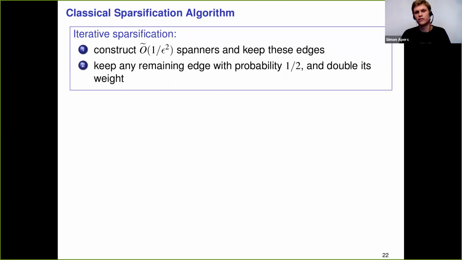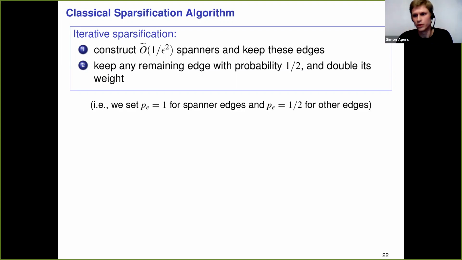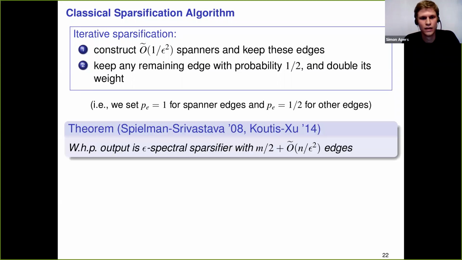All the remaining edges, we keep each one individually with probability 1/2, and then double its weight to ensure the expected value equals the weight in the original graph. So thinking back about the former scheme where we associate p_e to the individual edges, this corresponds to setting p_e equal to 1 for the spanner edges and p_e equal to 1/2 for the other edges. And then using the results from Spielman and Srivastava and Kyng and Sachdeva, it's not too hard to prove that with high probability, the output of this scheme will be an epsilon spectral sparsifier with m over 2 plus O tilde n over epsilon squared edges.